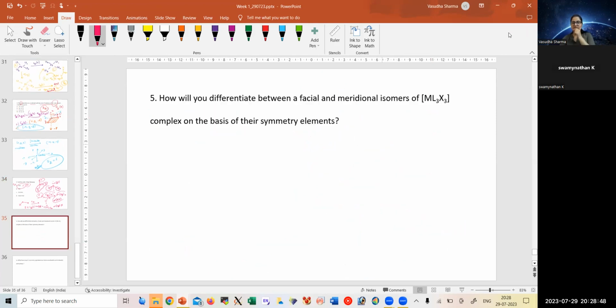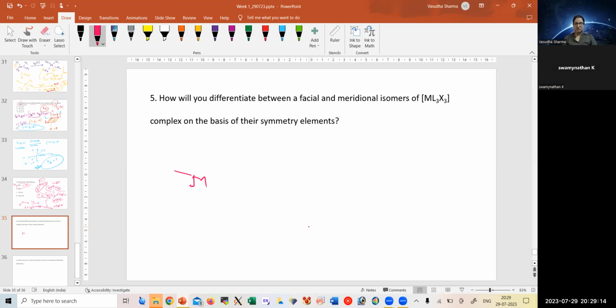Now the 5th question says, how will you differentiate between facial and meridional isomers of an ML3X3 complex on the basis of their symmetry elements? So do you know what facial and meridional isomers are? They would be different isomers depending upon the position of your ligands. Right? It's stereoisomers, I think. Yeah. So I forgot.